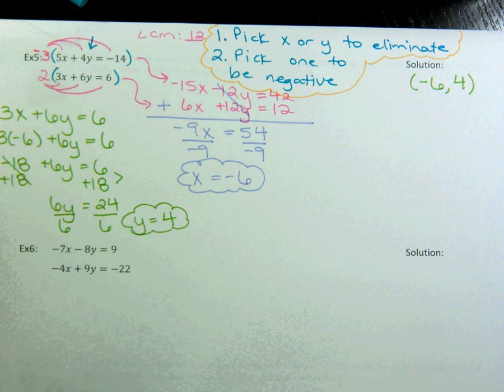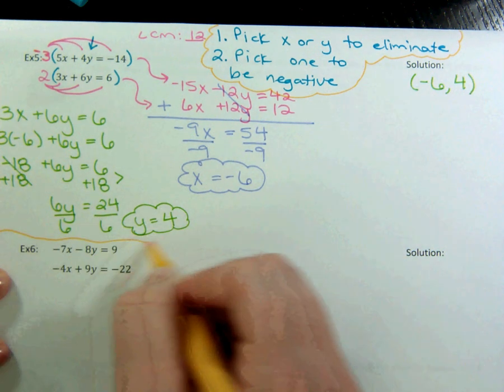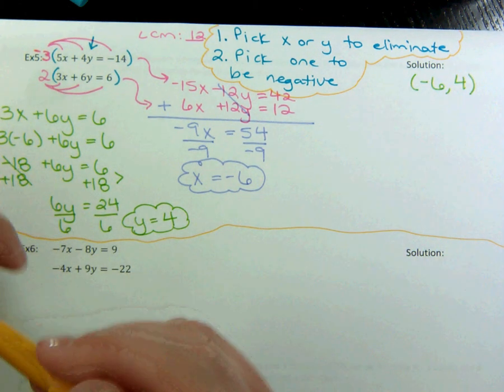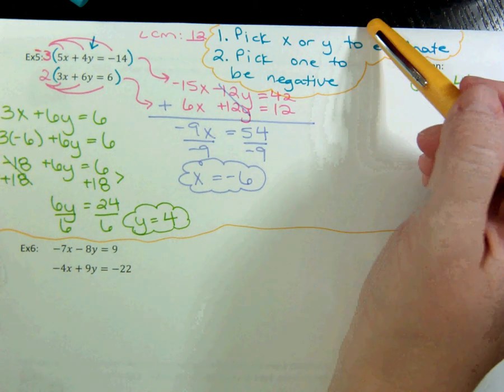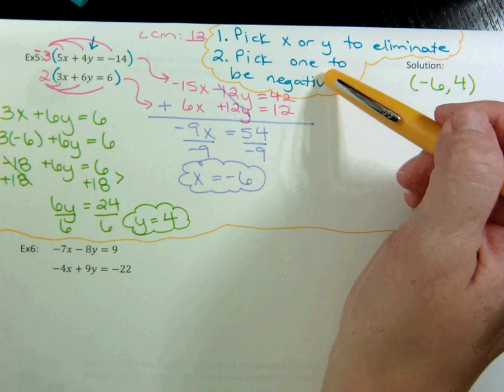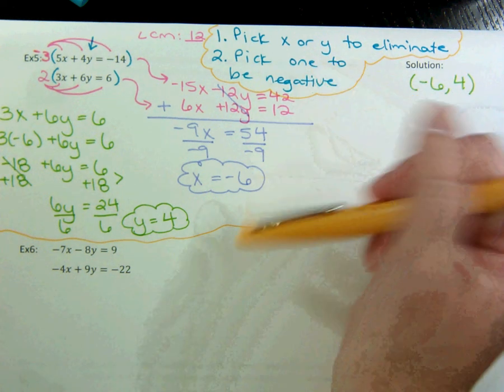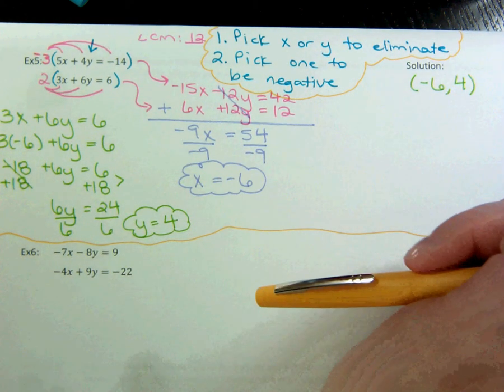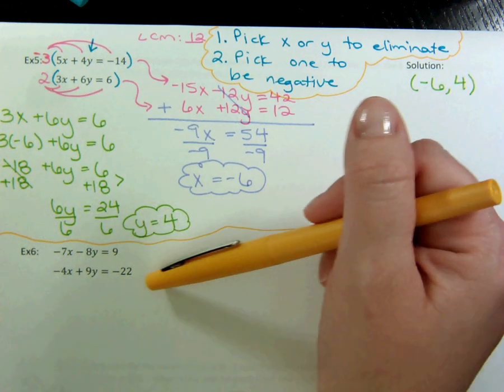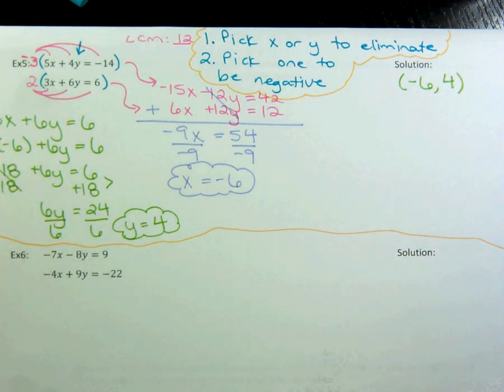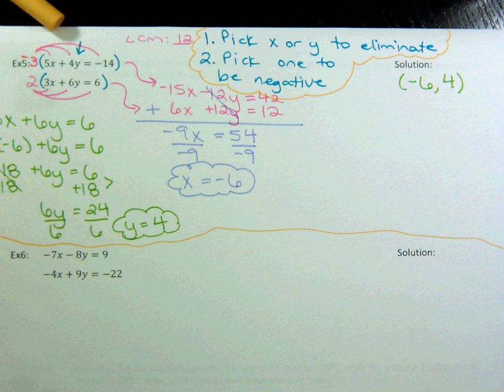If you feel comfortable with that, go ahead and try example 6. Again, you're going to have to make some decisions. Which variable do you want to eliminate, and which equation do you want to make negative? So pick your own, pause the video, pick it yourself, and then work the problem. Even if you've chosen differently than I have, you should still get the same solution. So pause the video and try example 6.